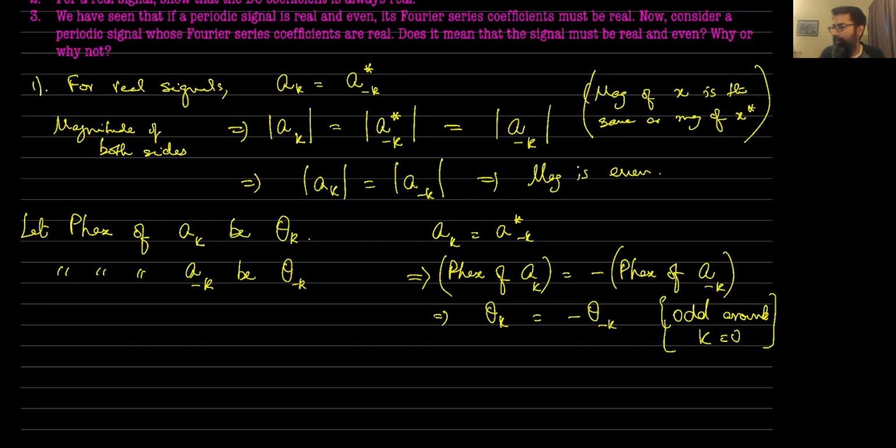Rimsha is asking, can you please explain when the magnitudes are equal in the previous example, what makes them even? Rimsha, can you speak up? Use your mic. Sir, in the previous example, when we found the magnitude of AK and equated it to A minus K, how do we know that it is even? I'm not saying that it's even, I'm saying the magnitude is even. Can you please define when we know that the magnitude is even?